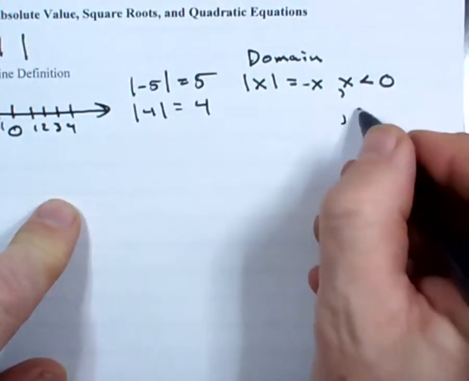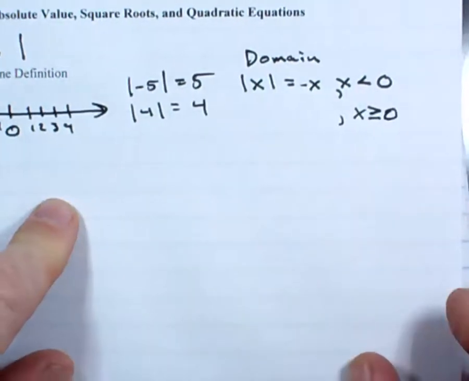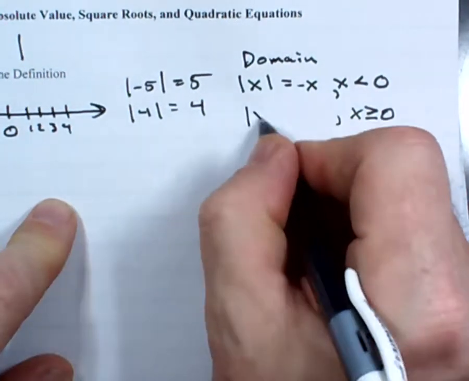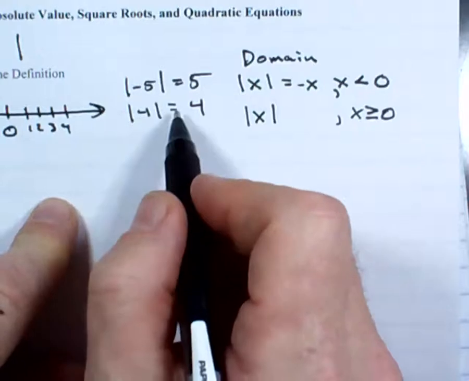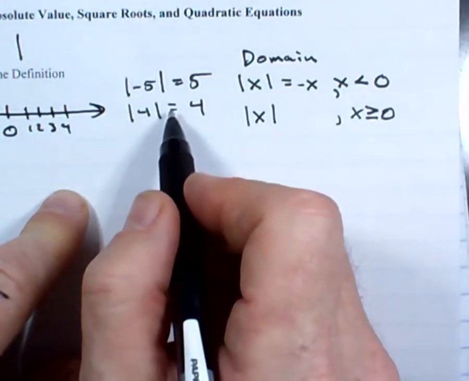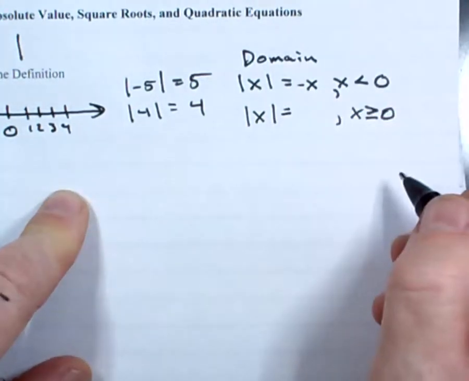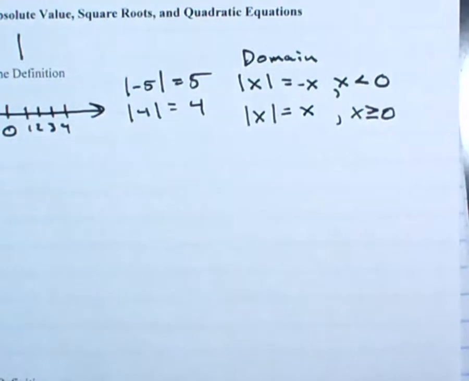What happens if it's 0 or bigger, my domain? Well, what could that be like? I stick 4 in there. What did I get back? 4. Do I have to change the sign at all? So what should this be equal to? It should be x. Is everybody okay with that?